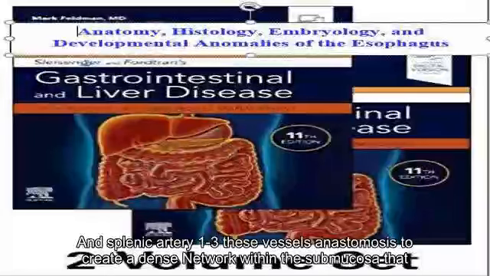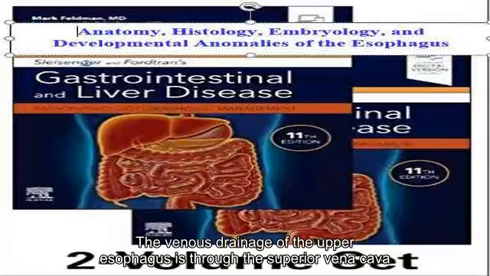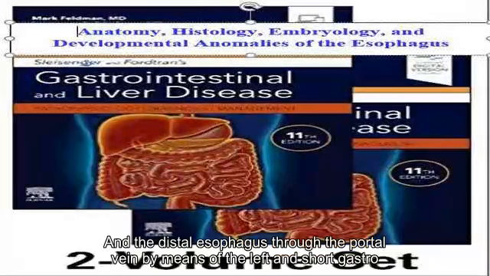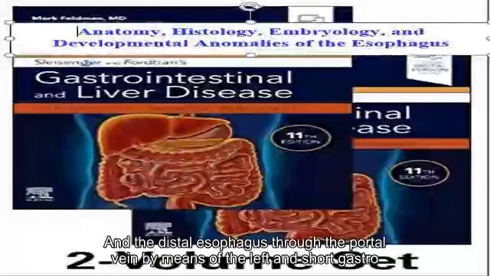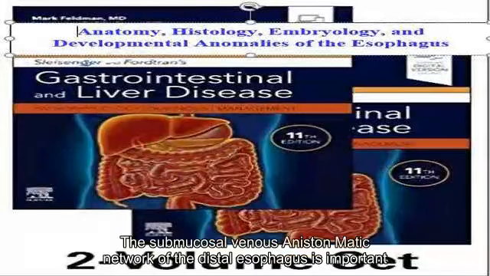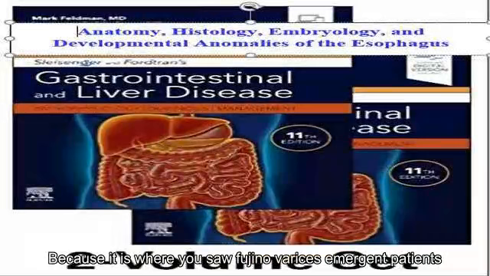These vessels anastomose to create a dense network within the submucosa that probably accounts for the rarity of esophageal infarction. The venous drainage of the upper esophagus is through the superior vena cava, the mid-esophagus through the azygous veins, and the distal esophagus through the portal vein by means of the left and short gastric veins.